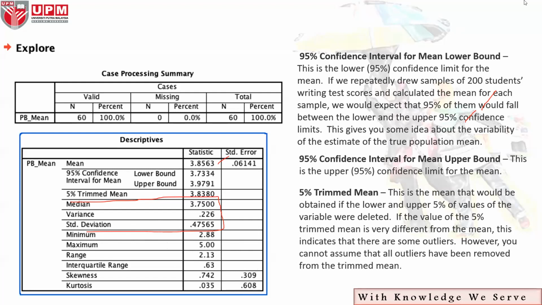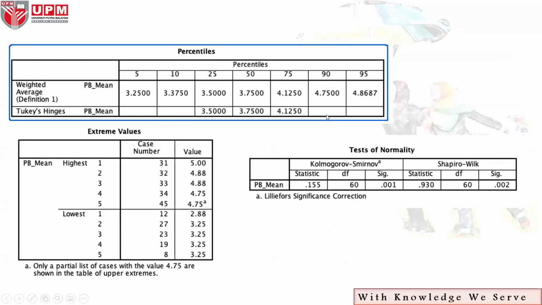Okay, this is the explanation regarding the 95% confidence interval, the mean upper bound, and then the 5% trimmed mean. Next, this next box here is the percentile, 25th percentile to 75th percentile. So hopefully our data falls within this range that we want. And then the extreme values. The extreme values are again the values that fall beyond the majority.